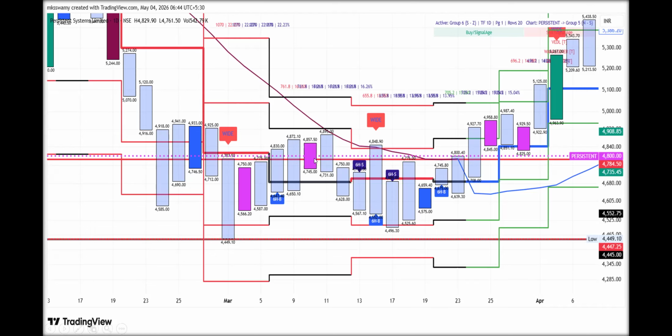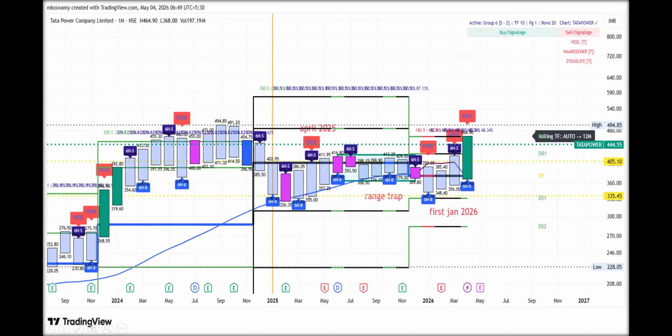Okay. Next, in the next example, Tata Power Company. I am on the monthly chart. This stock consolidated after the run-up, consolidated in a lower range for nearly 1 year.